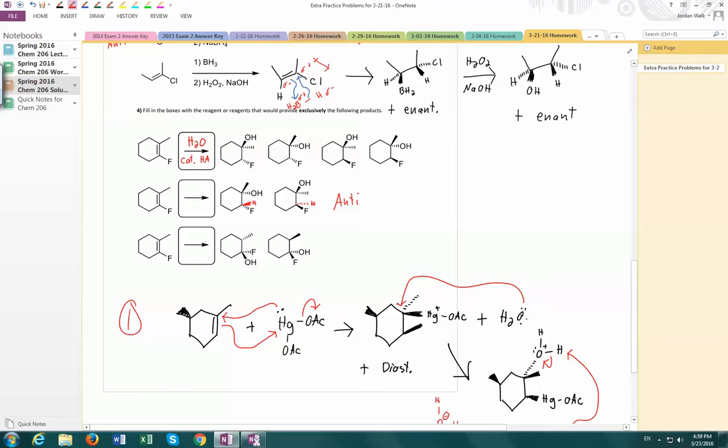So what reaction have we learned that gives us a Markovnikov addition of water with anti stereoselectivity? Yeah, that's our oxymercuration. So to do this reaction, we have mercury acetate and water, followed up by sodium borohydride.